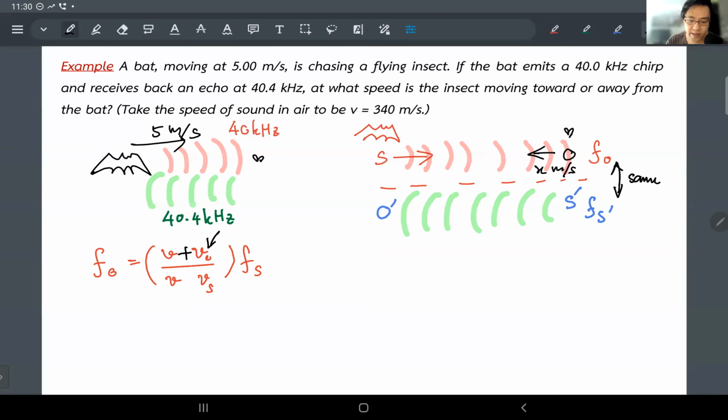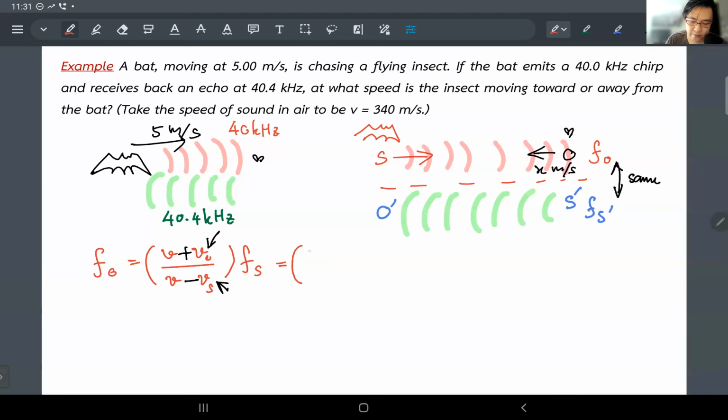Okay, now let's look at the source, the bat. The bat is moving toward the observer. So the frequency is supposed to be higher as well. But to get things higher in the denominator, you just get the negative sign. Cool? Okay. Alrighty. Now, just to make sure that you got this one right, let's substitute the numbers.